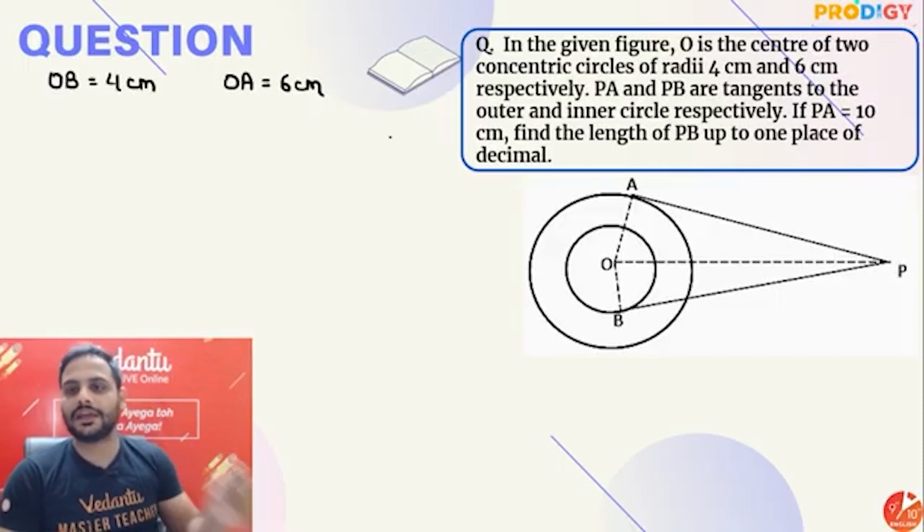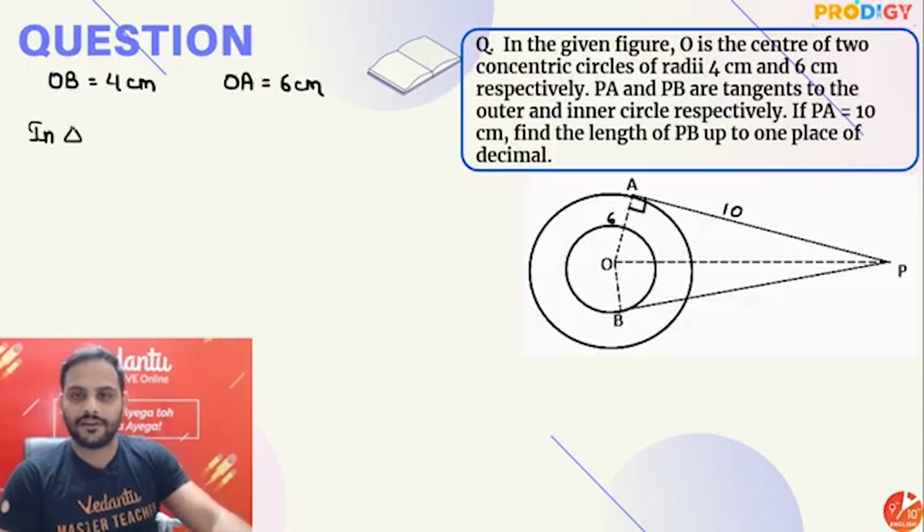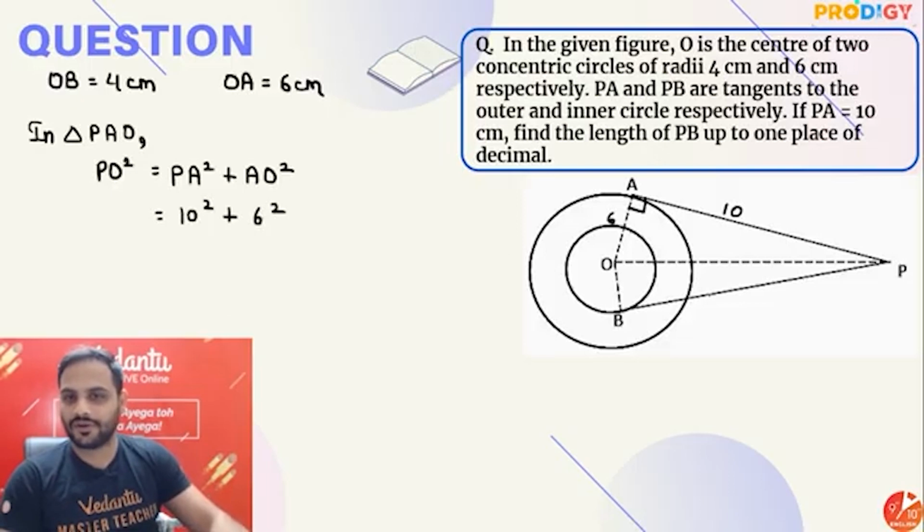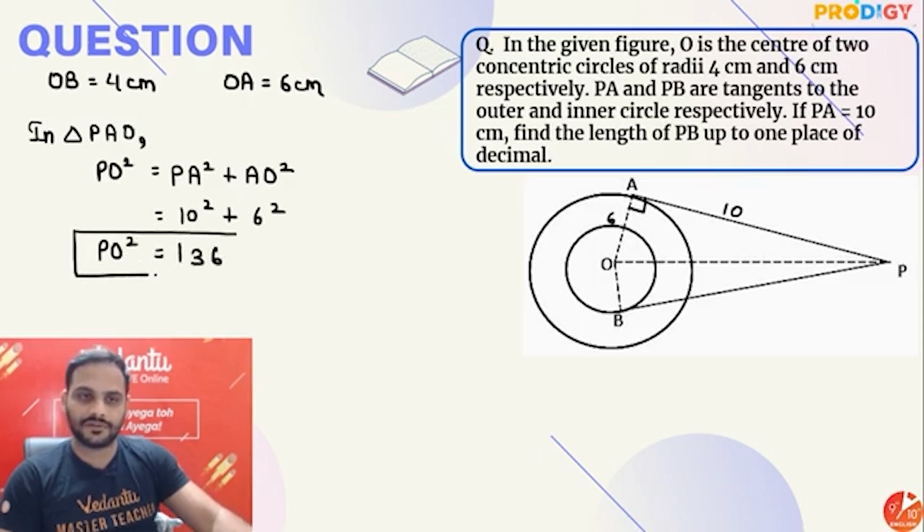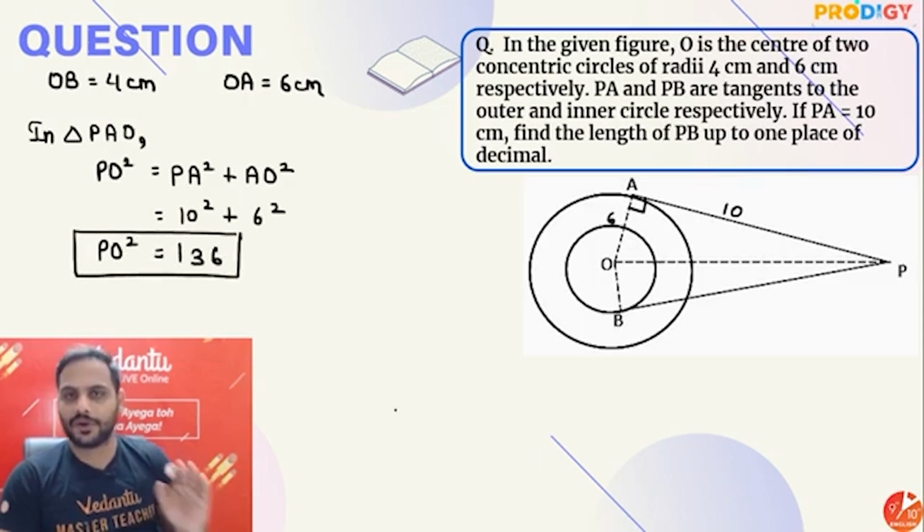Alright. If PA is equal to 10, PA is given equal to 10 and I know OA is equal to 6. Find the length of PB up to one place of decimal. Alright. So first thing guys, I know radius at the point of contact is perpendicular to tangent. So if I use Pythagoras theorem in triangle PAO, I can say PO square is equal to PA square plus AO square. So PA is 10 square plus 6 square because hypotenuse is PO, right? So PO square is equal to 100 plus 36, 136. So PO will be square root of 136.